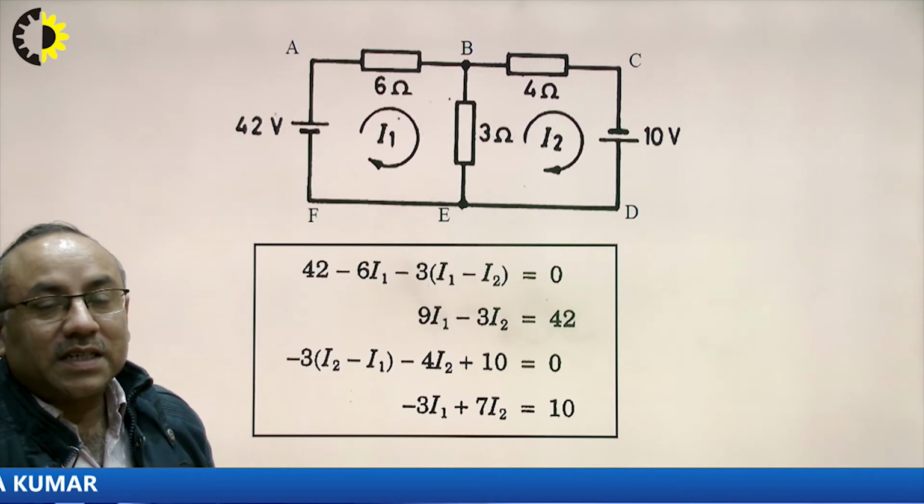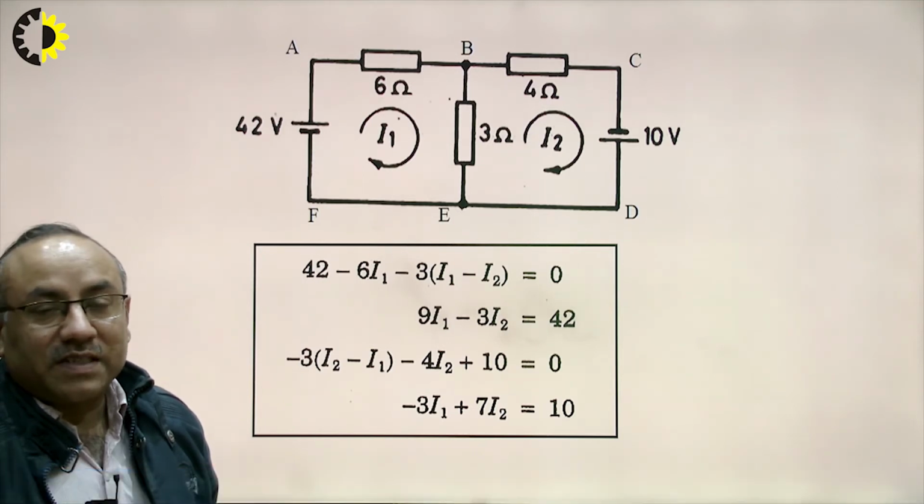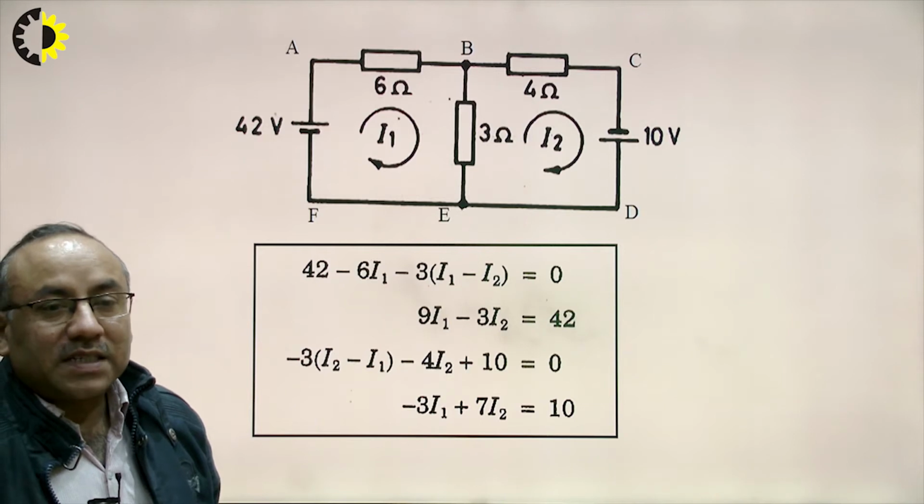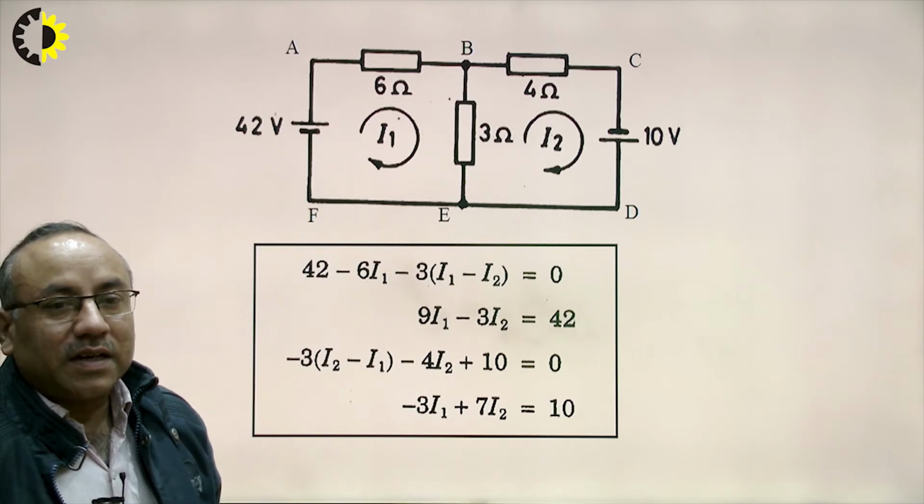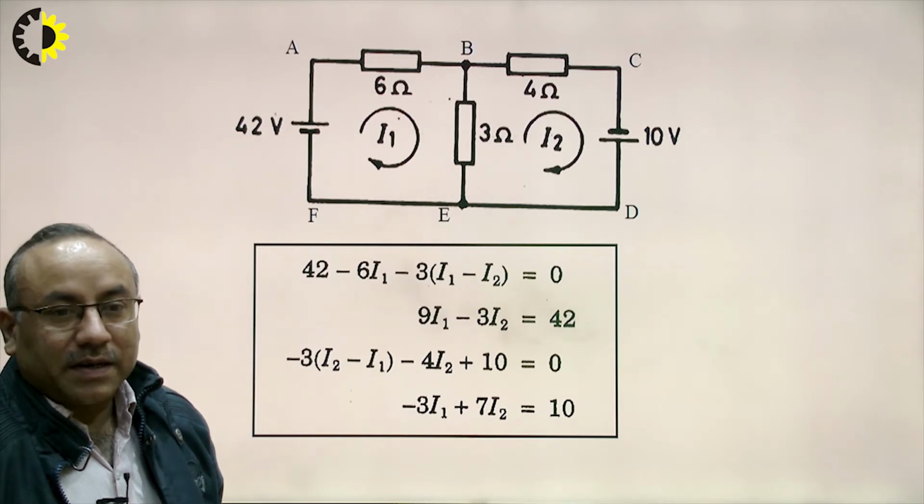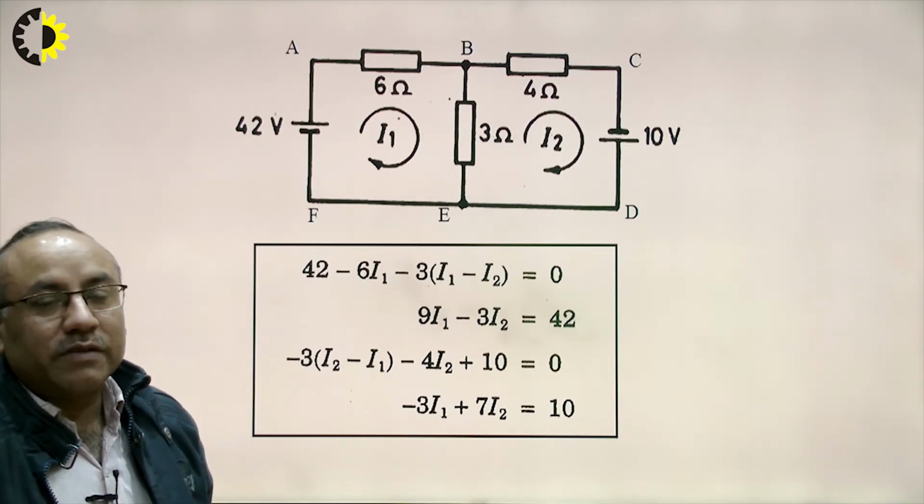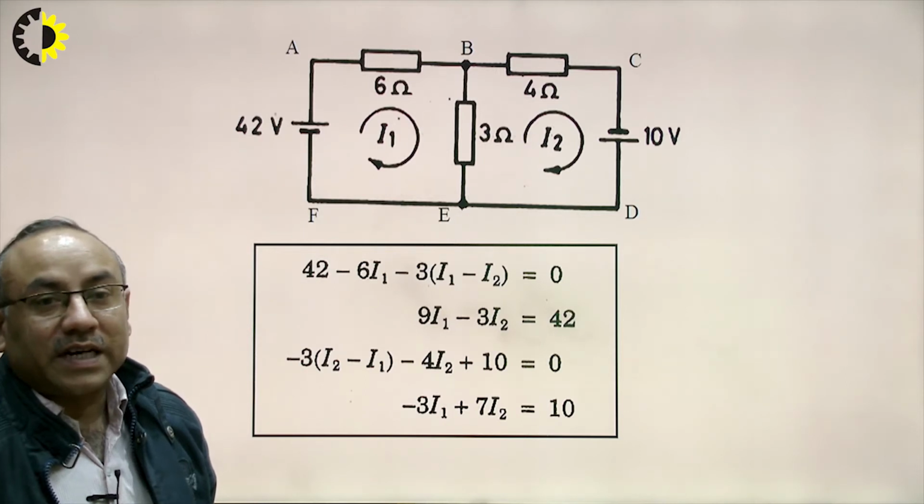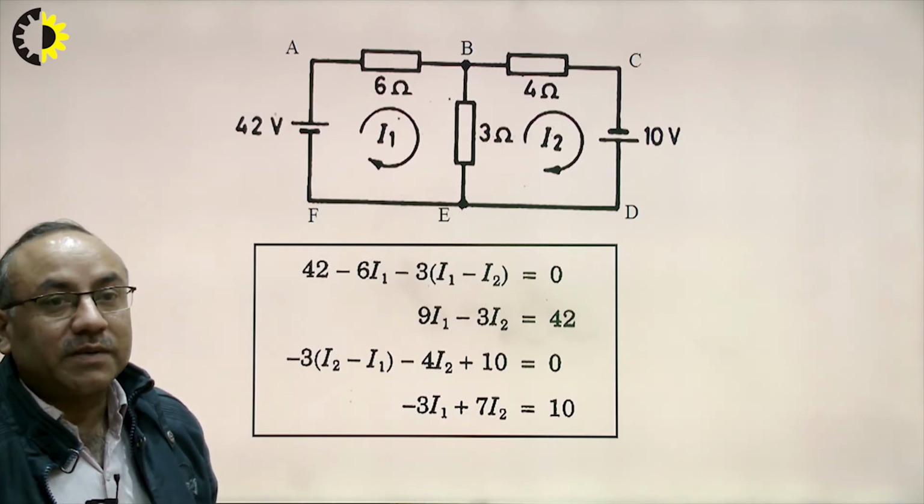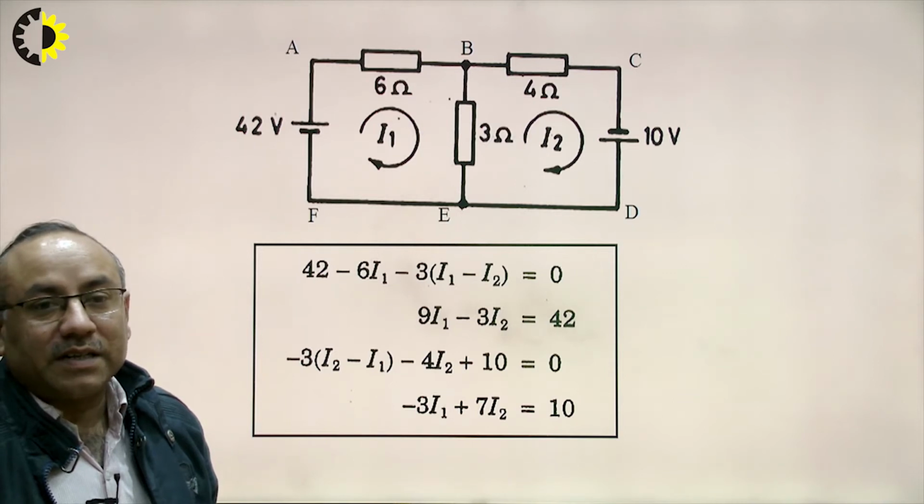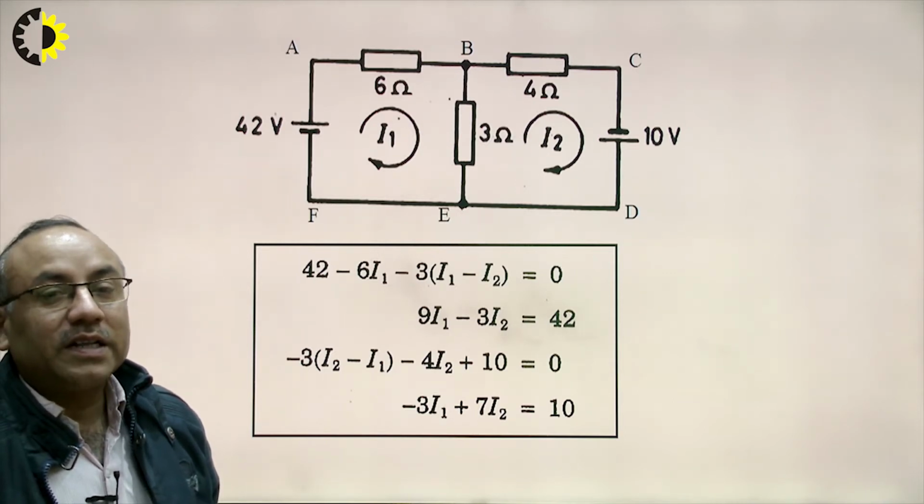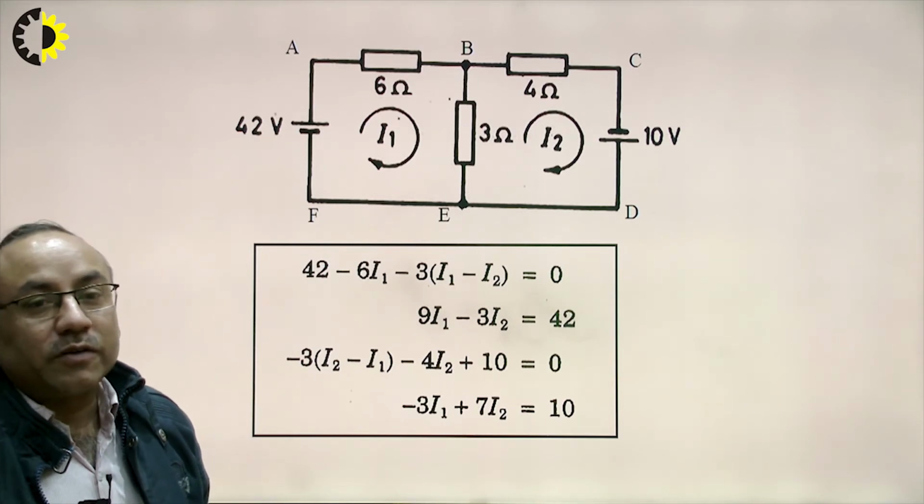Similarly, for the second mesh, the KVL equation is minus 3 (I2 minus I1) minus 4 I2 plus 10 equal to 0, and on simplification this becomes minus 3 I1 plus 7 I2 equal to 10. So, now we have two equations: equation number 1, 9 I1 minus 3 I2 equal to 42, for the first mesh, and equation number 2, minus 3 I1 plus 7 I2 equal to 10, for mesh number 2, with two unknowns I1 and I2.